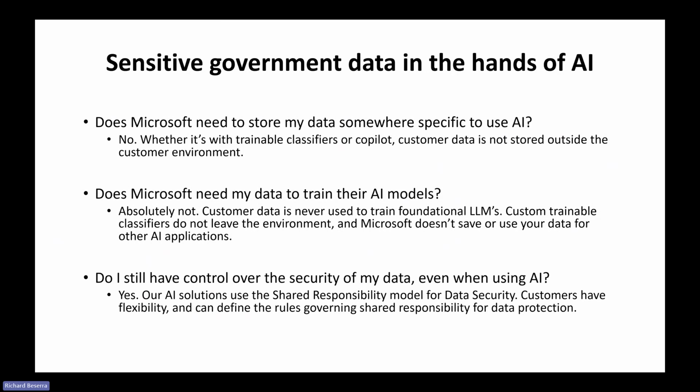Whether you train your own classifiers or type information into a Copilot chat prompt, your data is not stored outside your environment. It's part of the architecture of both Copilot and Azure AI. Your data stays where it's at, we don't save it, and we don't use it for something else in the AI. Which can beg the question, well, then how does that work with trainable classifiers?